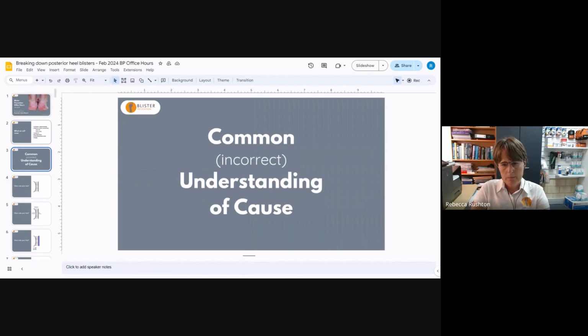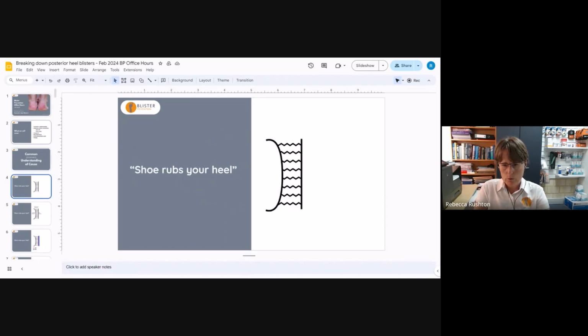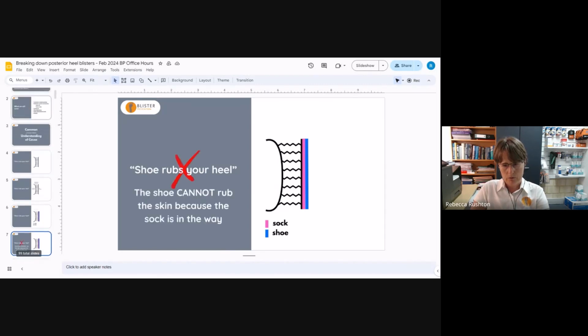So the common and, might I say, incorrect understanding of the cause of posterior heel blisters is that your shoe rubs your heel or your heel rubs the shoe. Well, if we have a closer look at what's going on at the posterior heel, if we just add in some labels, we've got the posterior calcaneus, we've got the skin surface and the subcutaneous soft tissue. Obviously, those soft tissue layers run parallel with the skin surface. This is just schematic. And if we add in the shoe and the sock, it quickly becomes apparent that it's actually impossible for your shoe to rub your heel or for your heel to rub your shoe because the sock's in the way.